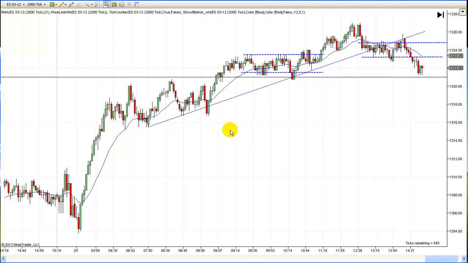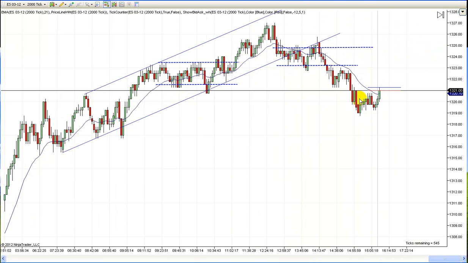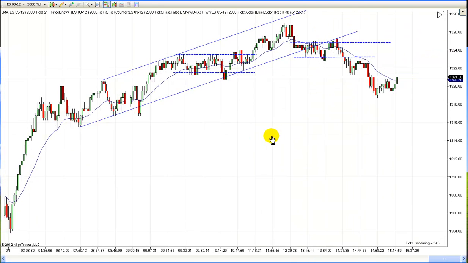And if you copy this and drag it up to the top, you'll see that it was pretty much a channel up through here, right along through there. And it faded off. We actually had a break right here, a two-legged retest that just basically retested the trend line, and then we sold off for the day.